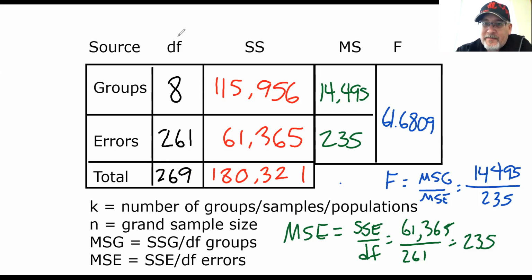So what is this? This is our test statistic. If we were doing an analysis of variance test, which will be the next video, that would be our test statistic. All right, so hopefully you can now calculate the values in an ANOVA table. They're really not that hard to do. You just have to know what your formulas are.